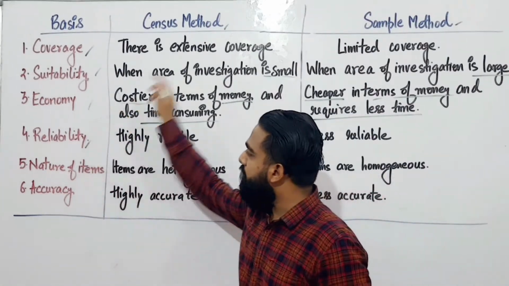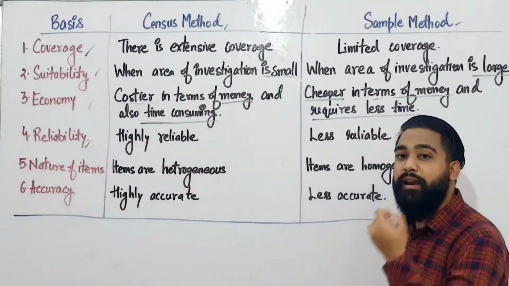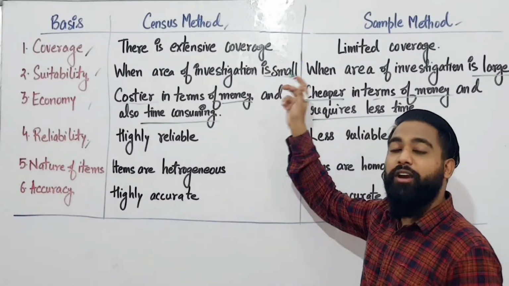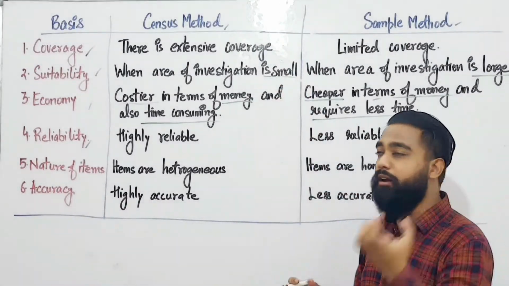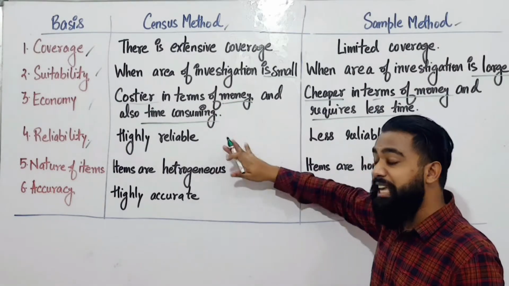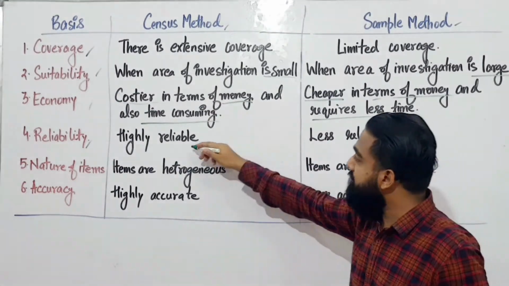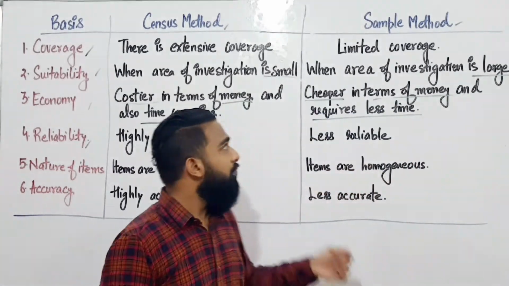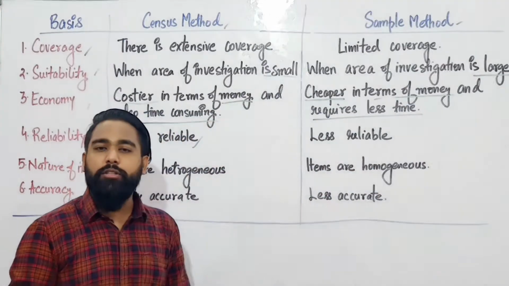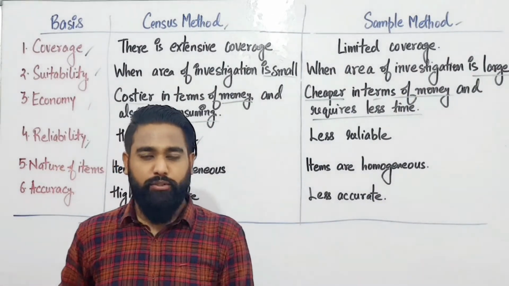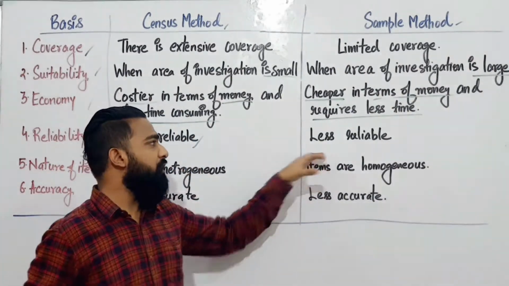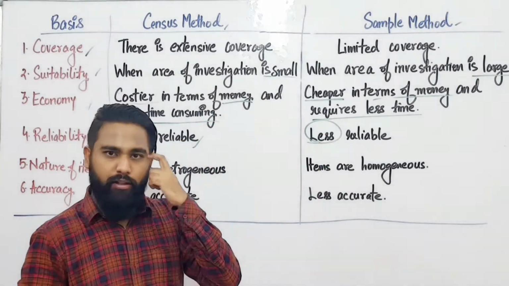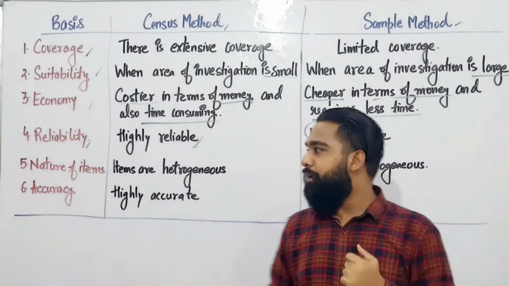Now, the fourth basis of comparison is reliability. How much you can trust it. Because in the census method you conduct your investigation with each and every element, it is highly reliable. You can blindly trust it. But in the sample method, because you are selecting only a few items, a few representatives, it is less reliable or not reliable. Fine.